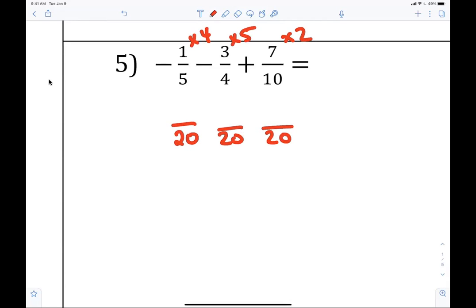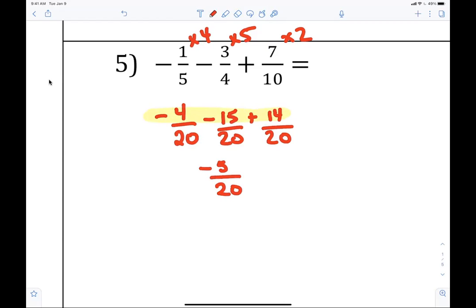And so now if you multiply 1 by 4, you get -4, -15, +14. How's that, guys? And now it's just where we did what we did yesterday. Now we can combine these. Now we can combine those. Agreed? And so if I combine all those, I should get -5 out of 20.